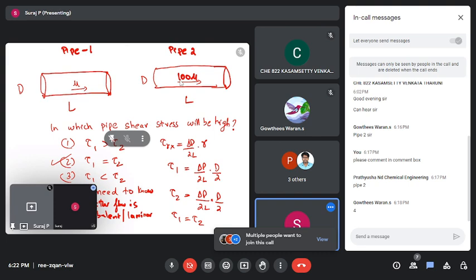So here they have given two cases. One is the model, the other one is the prototype. For a large scale application, first we will do it in a lab scale model, that is known as the model, and the large scale one is called the prototype.